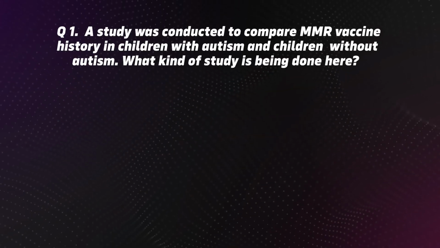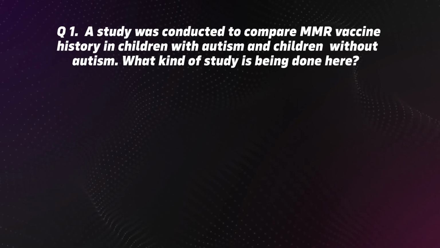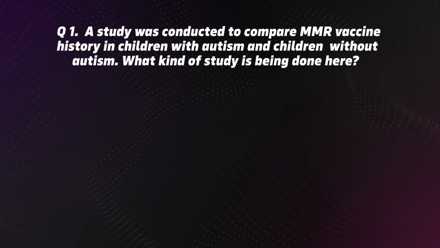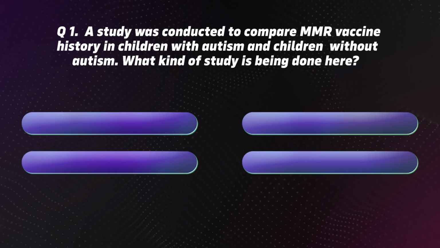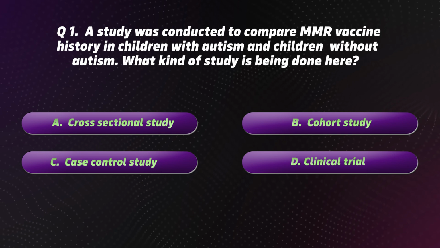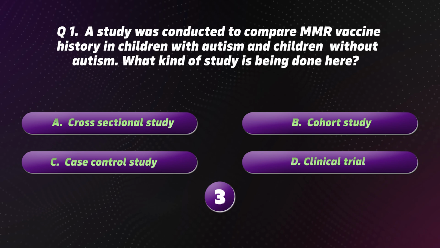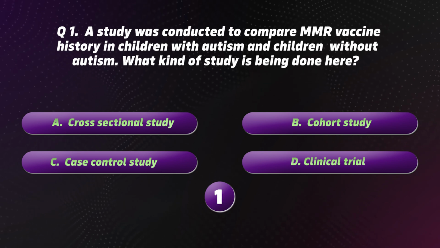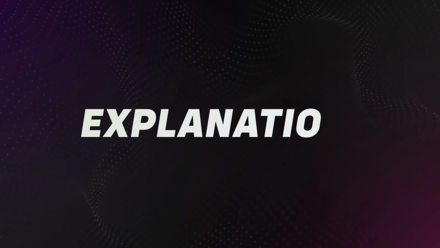Question 1. A study was conducted to compare MMR vaccine history in children with autism and children without autism. What kind of study is being done here? Here are the options. A. Cross-sectional study. B. Cohort study. C. Case control study. D. Clinical trial. And the correct option is C. Case control study. Here is the explanation.